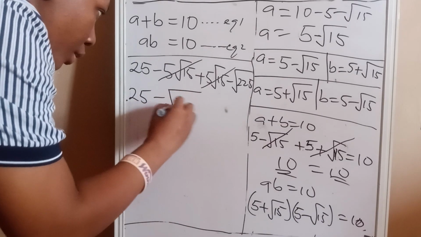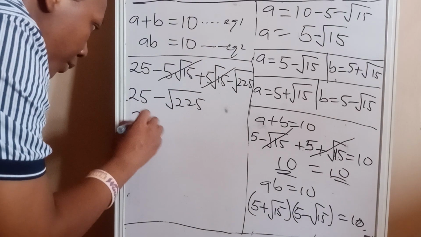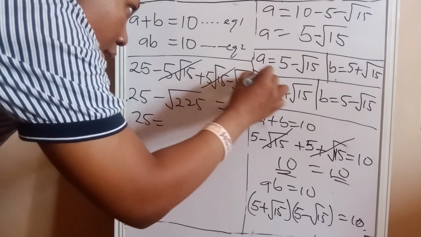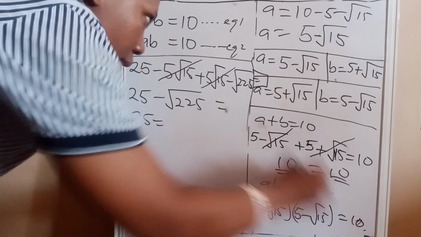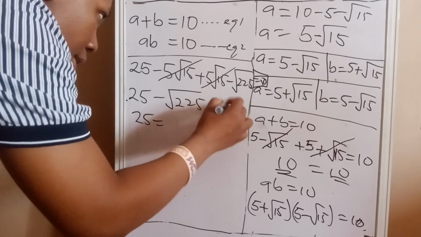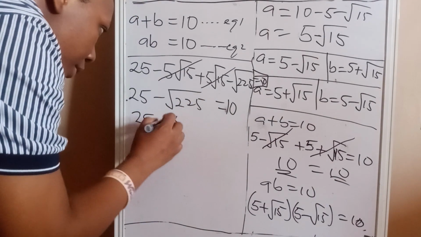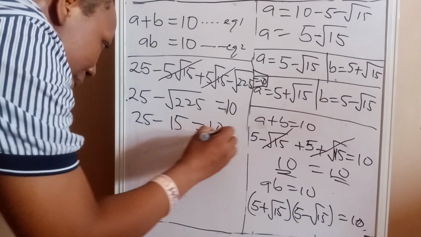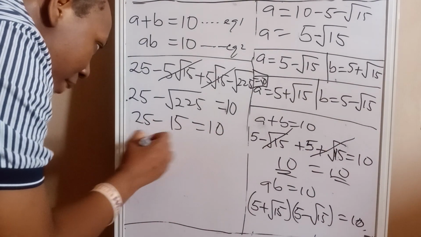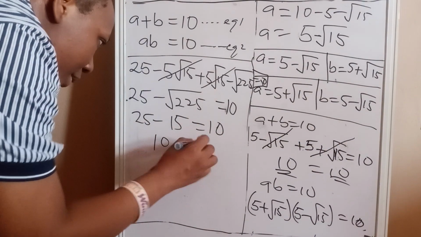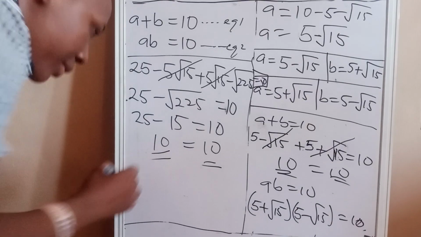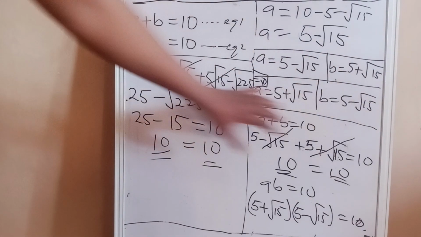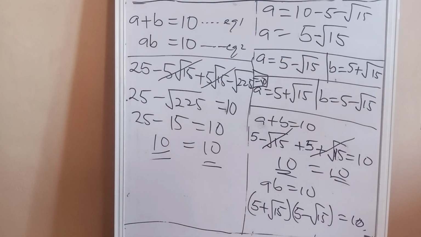Minus 15. Remember, everything we're trying to check from here should equate to 10. So 25 minus 15 gives us 10 equals 10. Perfectly done. So this satisfies the equation. Thanks so much for watching.